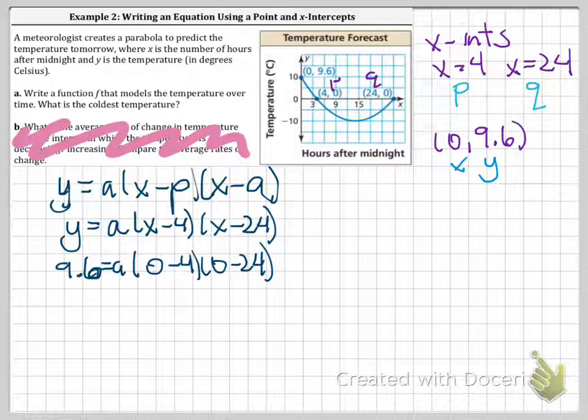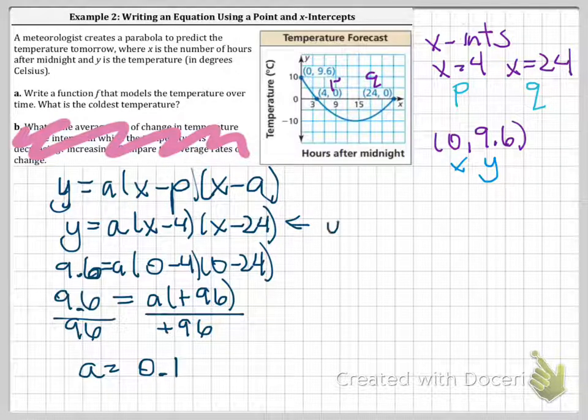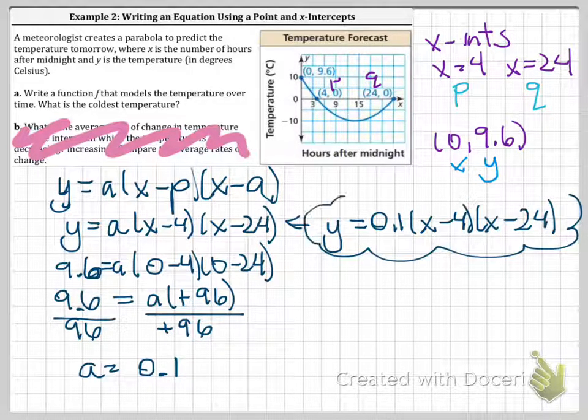So to find the equation, we first need to solve for a. So 9.6 equals a times negative 4 times negative 24, which is negative 96. So in order to solve for a, we divide by negative 96. Oh, I'm sorry, that should be positive 96. A negative times a negative is positive 96. And therefore, our a equals 0.1. So we plug the a value into this equation. We have y equals 0.1 times x minus 4 times x minus 24. This is the equation we are looking for.